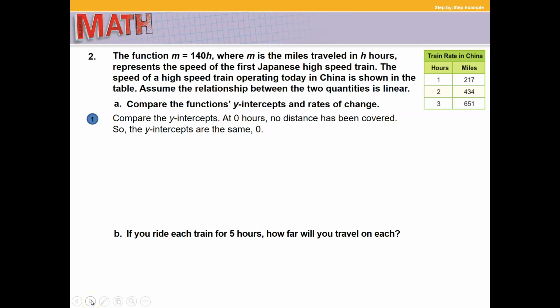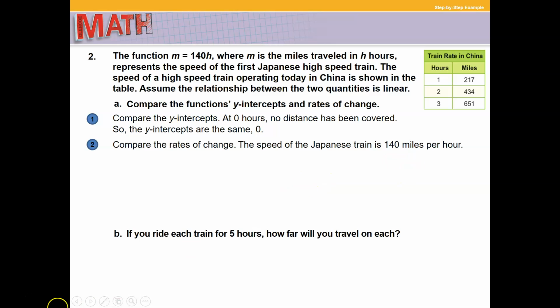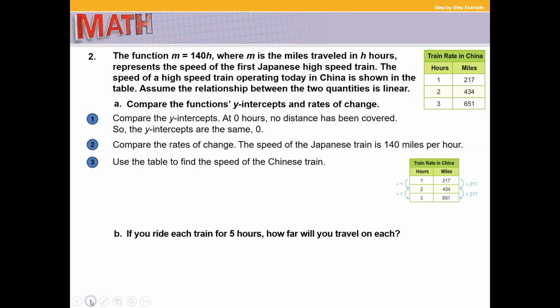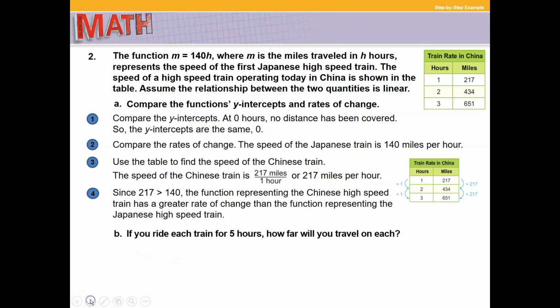So both of their Y-intercepts are 0. So at no distance, at 0 hours, they don't travel any distance. The rates of change. The Japanese train is 140 miles per hour. We need to use the table to find the speed of the Chinese train. We can see for each hour it goes 217 miles. So it's 217 miles per hour. So the Chinese high-speed train is faster than the Japanese high-speed train.